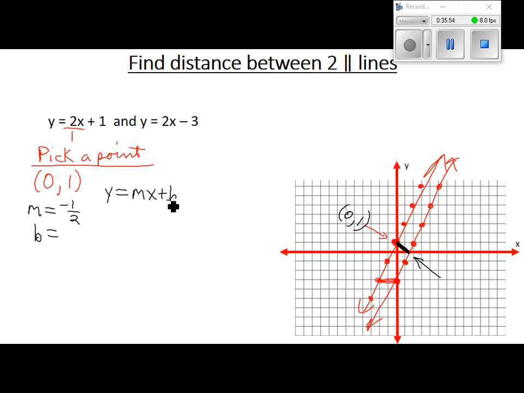So what goes in place of y? 1. What goes in place of m? Nobody wants to say it because it's a fraction. What goes in place of x? 0, plus b. Now look at what happens. This is nice. What's 1/2 times 0? So what's b end up equaling? What's our equation of that black line? y = -1/2 x + 1.